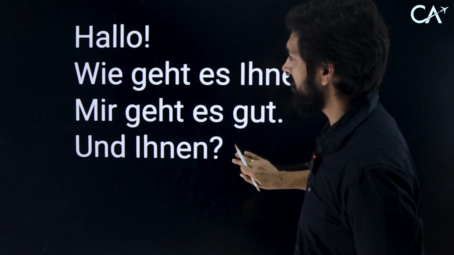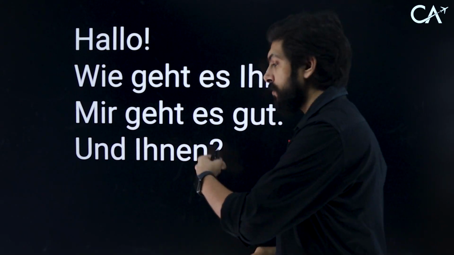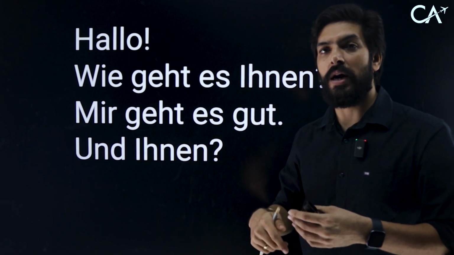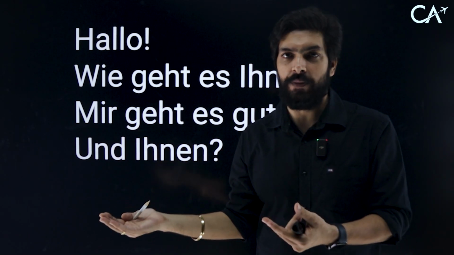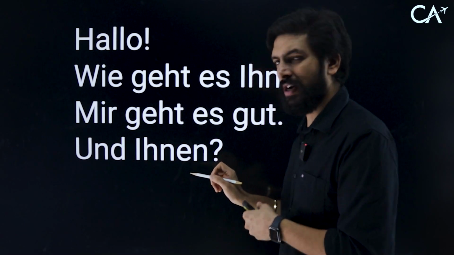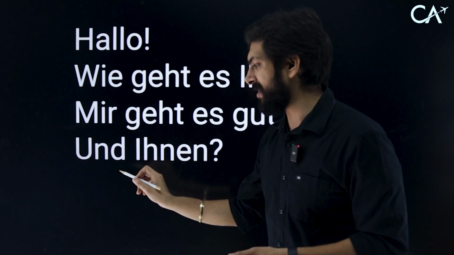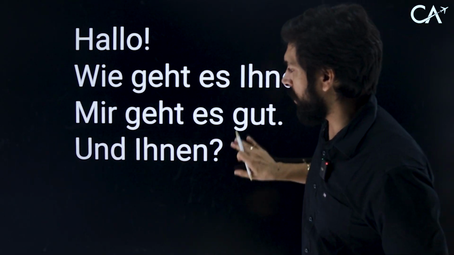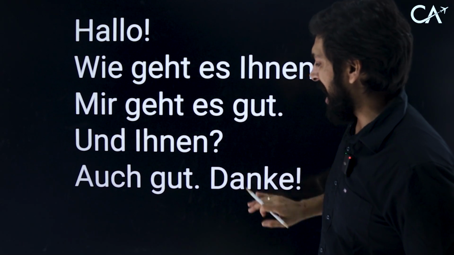And ihnen, same way, und du becomes und ihnen. And what about you? Or what's up with you in a way? But in a formal way, is und ihnen. Ihnen is already, we have seen that earlier, right? Und we already seen und ihnen, right? Next one. And the final one, auch gut.